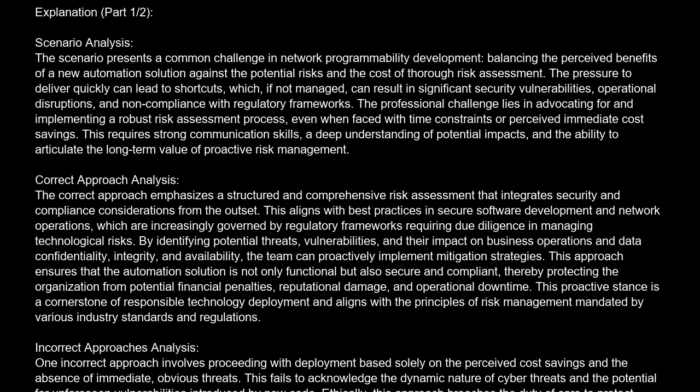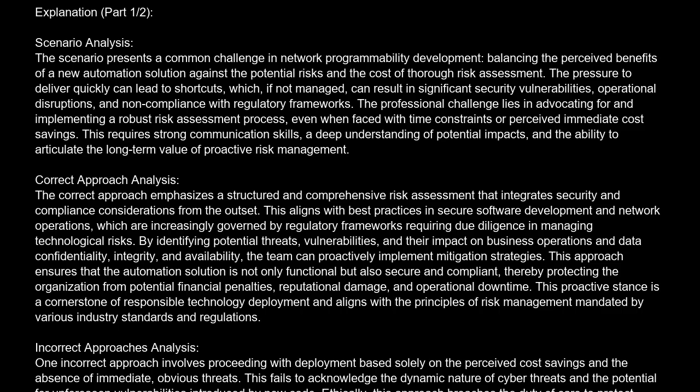The correct approach emphasizes a structured and comprehensive risk assessment that integrates security and compliance considerations from the outset. This aligns with best practices in secure software development and network operation, which are increasingly governed by regulatory frameworks requiring due diligence in managing technological risks.